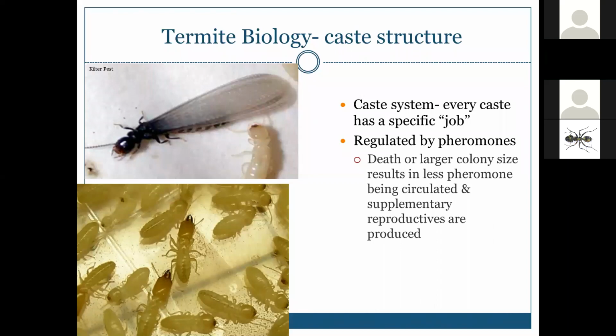And I should backtrack and say that pheromones are chemical cues that are given off by insects so they can communicate with one another. These particular pheromones control all of the activity in the colony and let everybody know that everything is good to go.